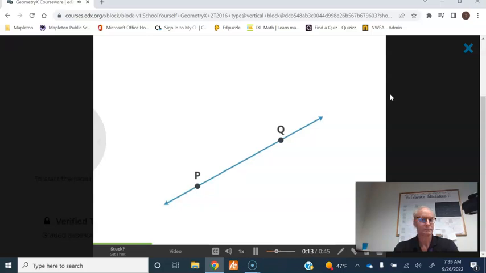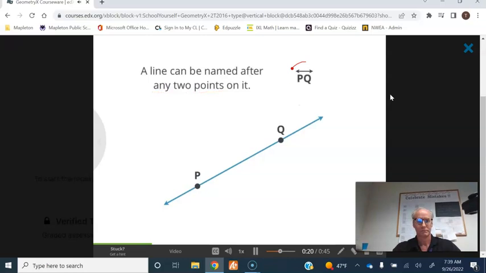Next, let's talk about how lines are named. A line can be named after any 2 points on it. So you could call this line PQ, and to show it's a line, you'd write this symbol on top of the 2 letters, with the arrowheads to show it goes on forever in both directions. Another name for this line is QP. With lines, the order of the points in the name does not matter.